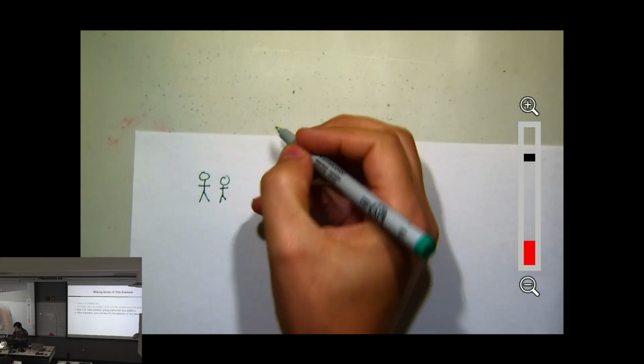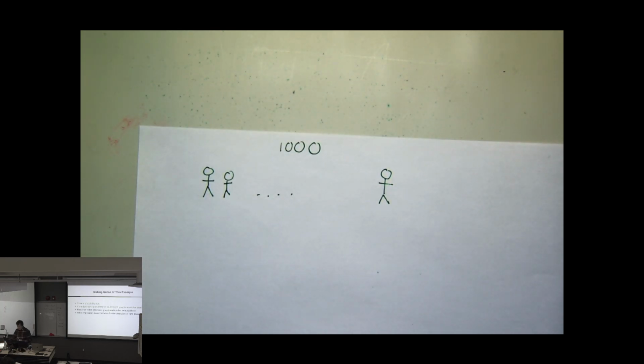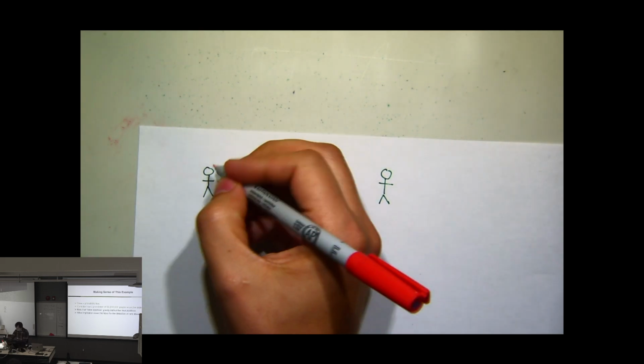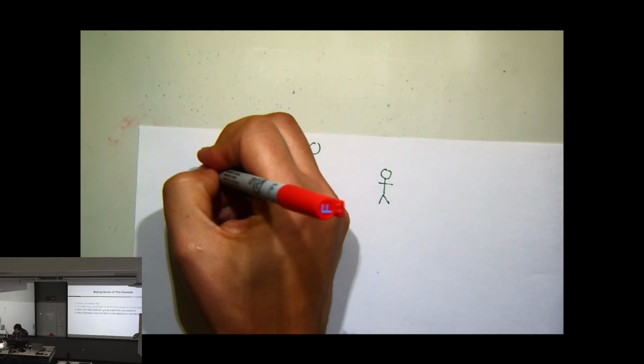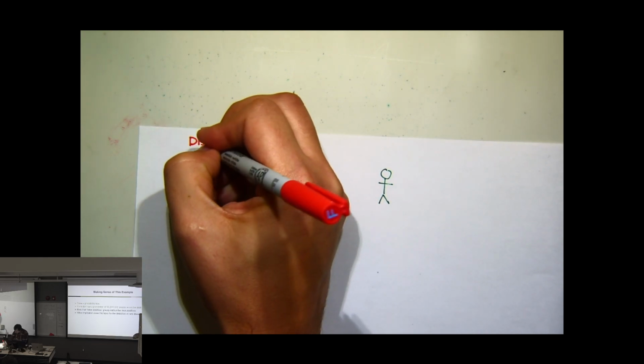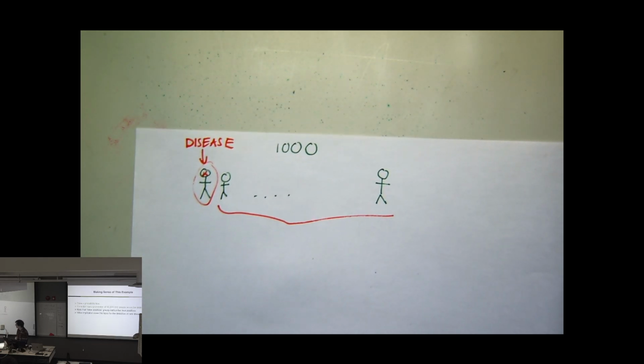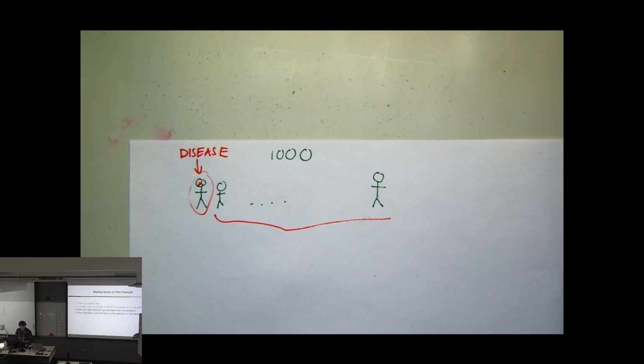All right, there's 1,000 people. How many people have the disease? 1. This guy, sad face. Diseased. All right, how many people don't have the disease? Everybody else. No disease. And they all take the test.